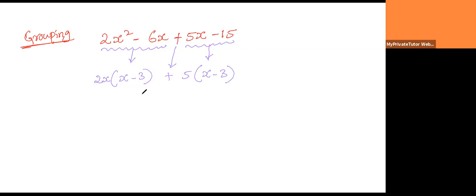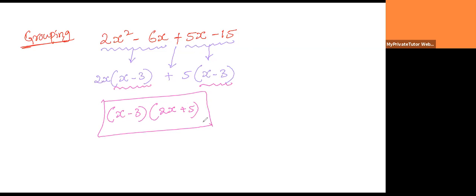And then finally, again, you can see one more common factor. What is the common factor here? x minus 3. If you take out the common factor, the remaining term becomes the other factor. So the answer for this one is this. The factors of the above question are x minus 3 times 2x plus 5.